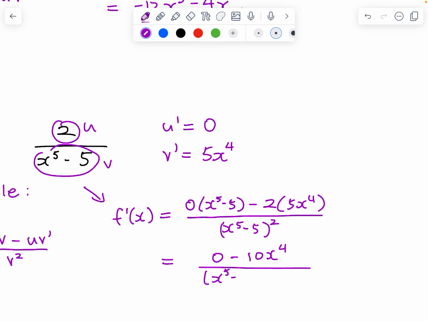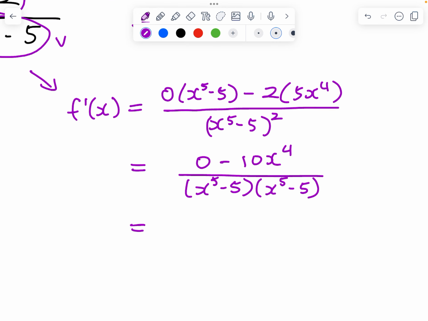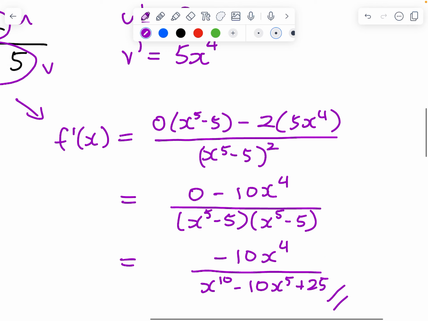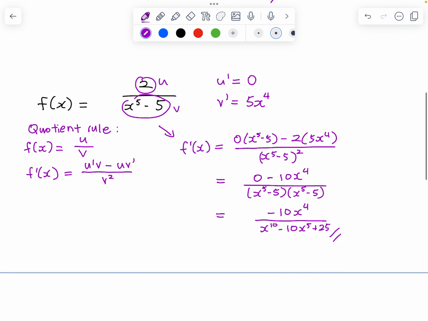Let me write it out clearly so that we can see how to expand it. The top simplifies to negative 10x to the power of 4, and the bottom becomes x to the power of 10, right? We expand it: minus 10x to the power of 5 plus 25. And there you have it. That is how you find the derivative of a function that deals with division.